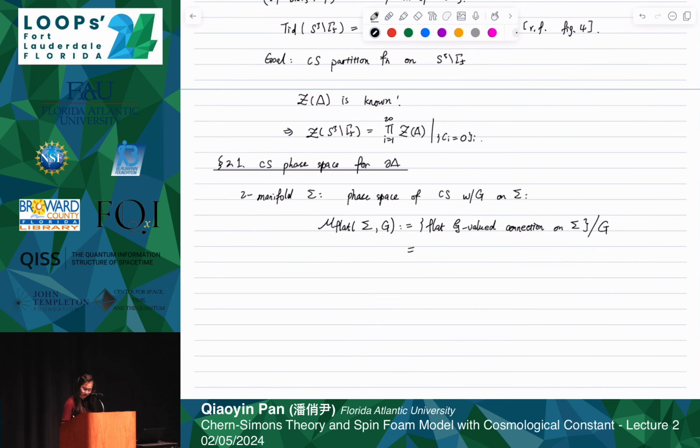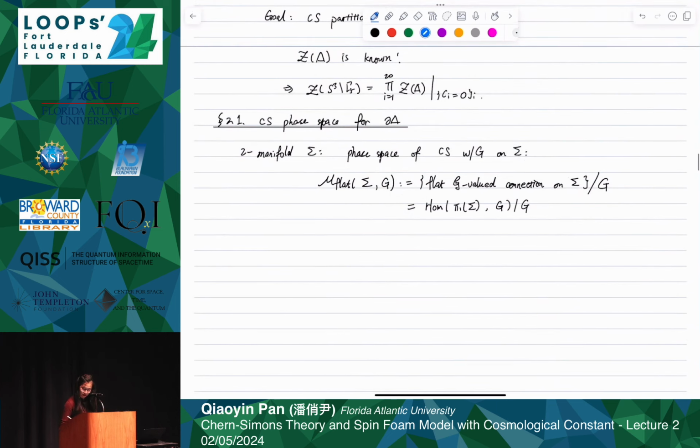And it is proved that it's isomorphic to the homomorphisms from the fundamental group of this 2-manifold to the group G, quotient by G. Basically you can understand this homomorphism as the holonomy, which is a representation of the fundamental group. And this quotient is the quotient out of the gauge.